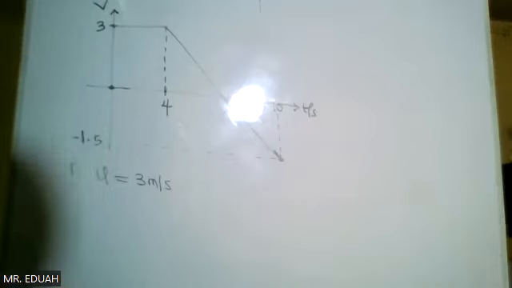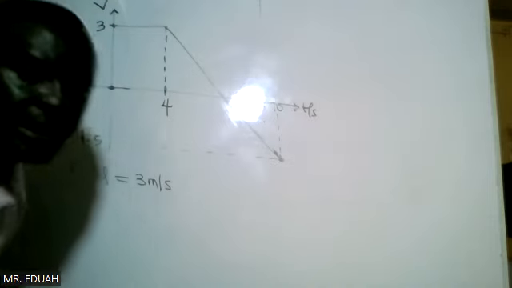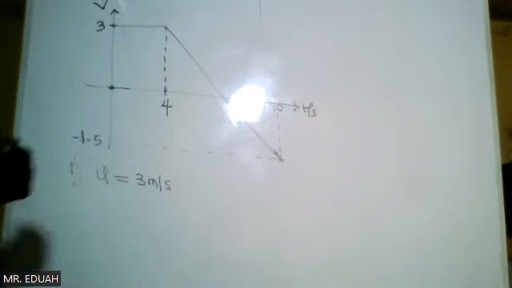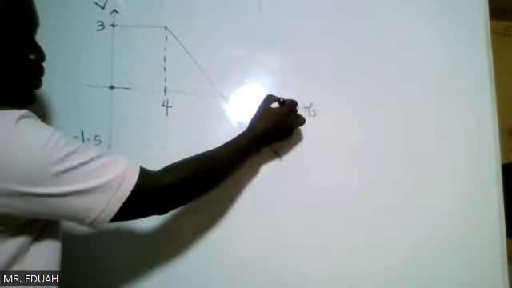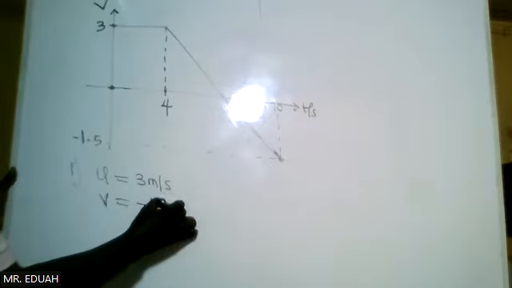What is the final velocity? What is the final velocity, Adam? Okay, Henry, go ahead. -1.5 meters per second. Exactly, because the maximum time is 10. So at time t equal to 10 seconds, what's the velocity? This is it. So v is equal to -1.5 meters per second.